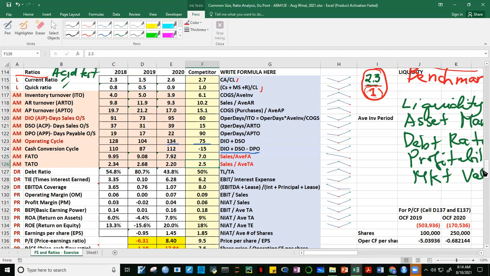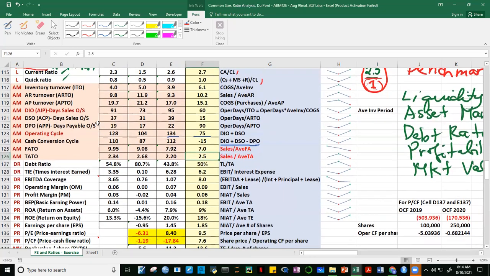Okay? So, those in a nutshell guys are our asset management ratios. So again, you notice what do we do here? We benchmark over time, and also we benchmark against our direct competitor. Okay? So now we go to my questions guys sa asset management.